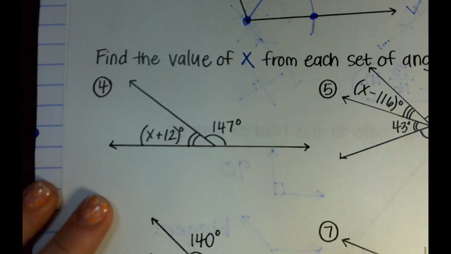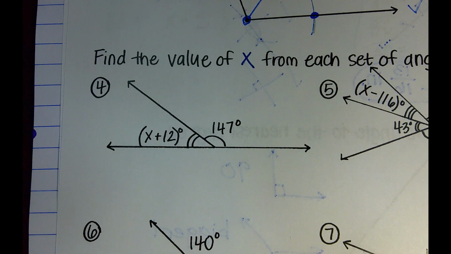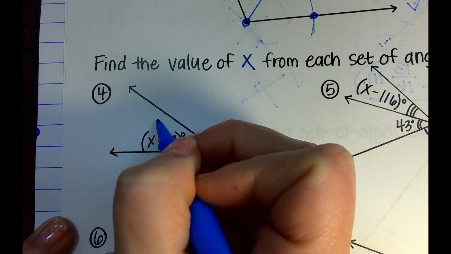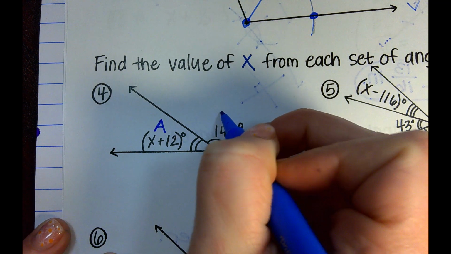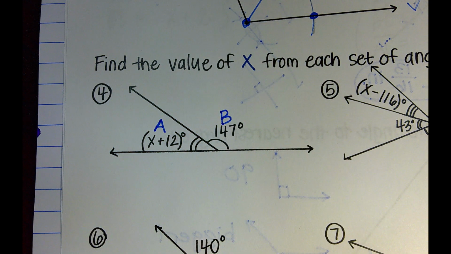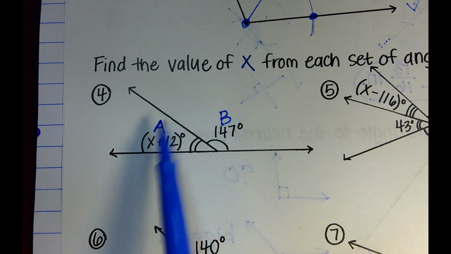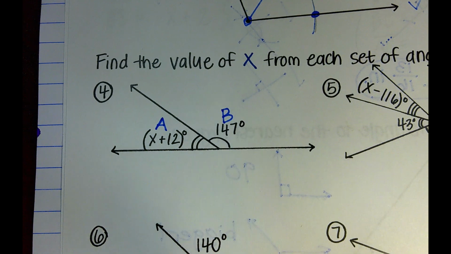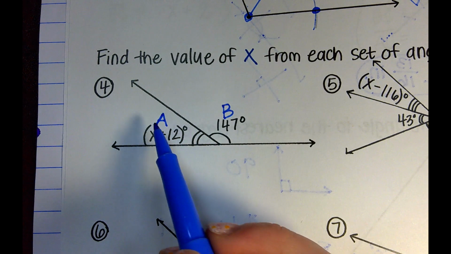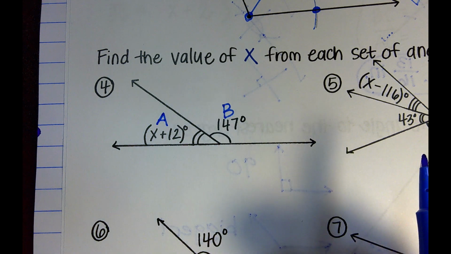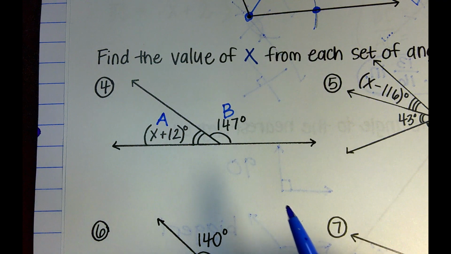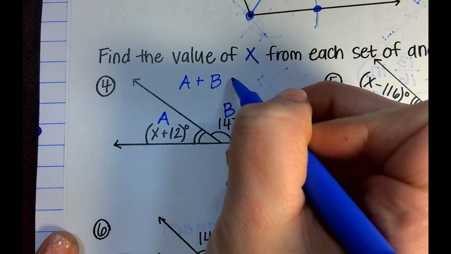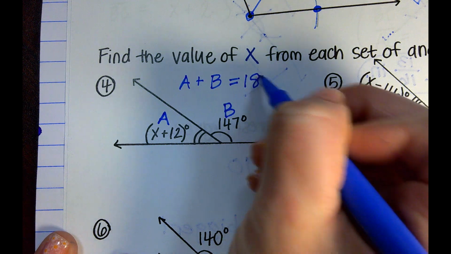So let's look at number 4. You don't have to do it this way, but I'm going to because it helps me. I'm going to just label these as A and B. Now, what is the total measure of this big angle being created? 180 degrees. Perfect. So what equation can I write about A, B, and 180? A plus 12, plus B plus 147 equals 180. Yes. So what you just did is A plus B equals 180.